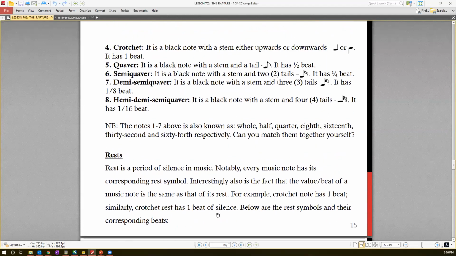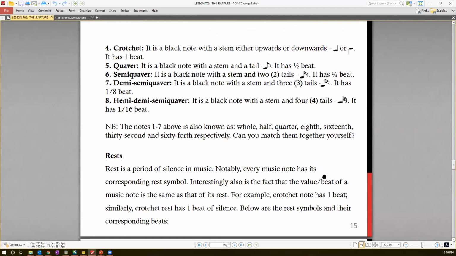So notably, every music note has its corresponding rest symbol. Interestingly, the value or the beat of a music note is the same as that of its rest. For example, one crotchet note has 1 beat. Similarly, one crotchet rest has 1 beat of silence. We'll practically look at this later as we progress.